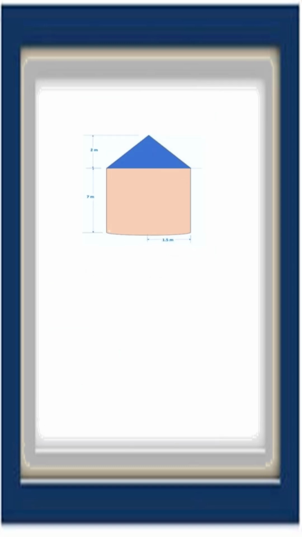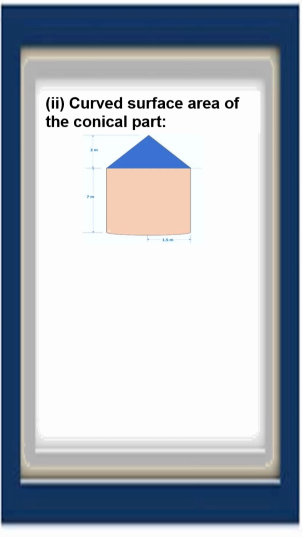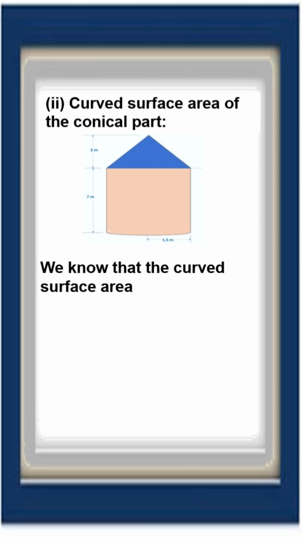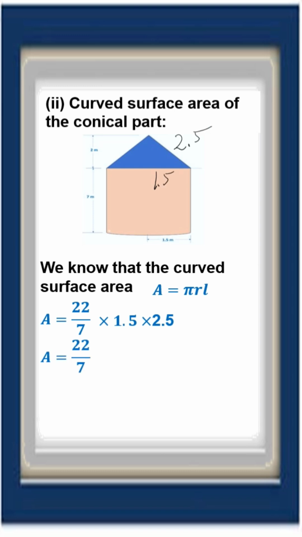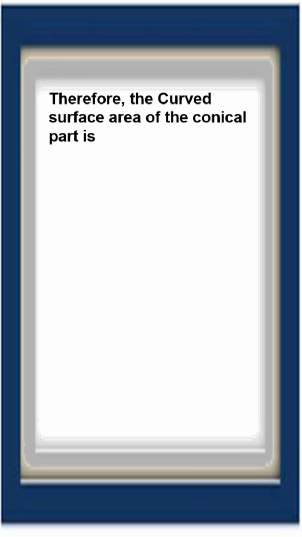We have to find the curved surface area of the conical part. We know that curved surface area A is equal to pi R L. Here pi is 22/7, R is 1.5, L is 2.5. 1.5 into 2.5 is 3.75. So A is equal to 11.79 meter square. Therefore, curved surface area of the conical part is 11.79 meter square.